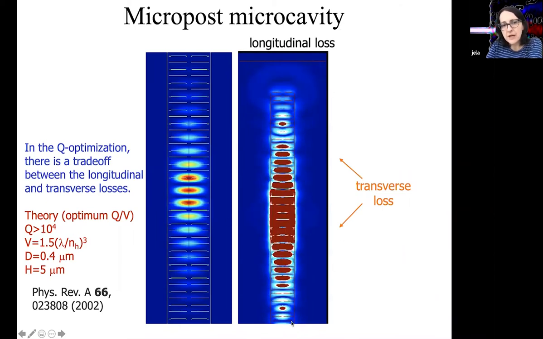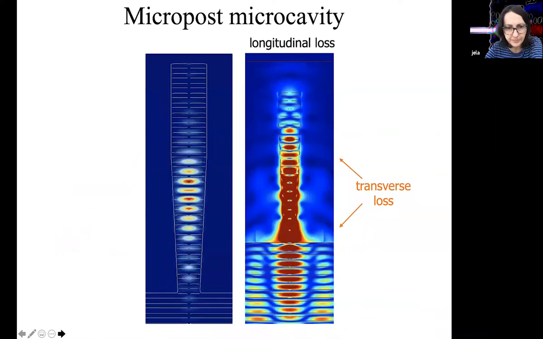But the other thing that you can actually see here, which is also interesting, is that in the lateral, transverse direction, there is also some loss that you may see. And that loss is coming from imperfect confinement by total internal reflection. And that's what will limit the Q factor of the structure eventually, especially if you make small diameter structures.